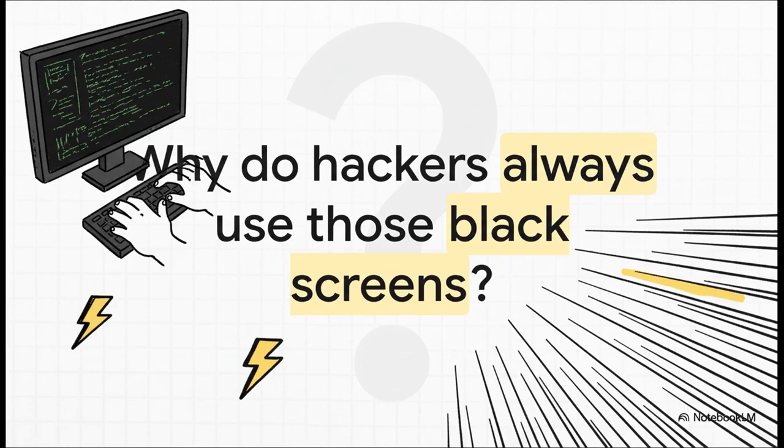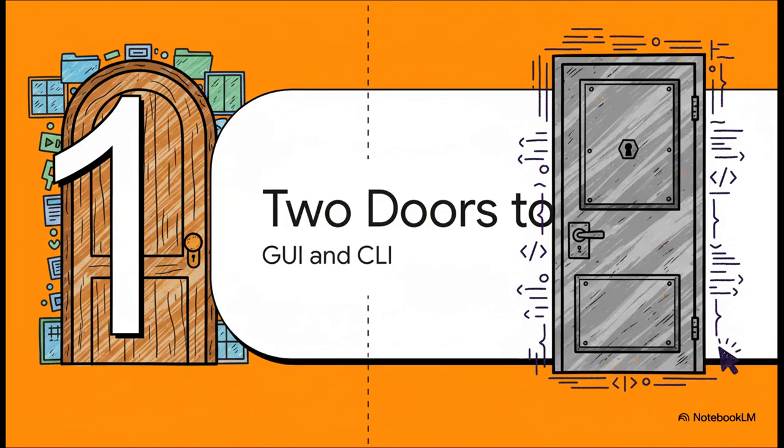You know the scene, right? Every movie hacker ever. They're always furiously typing on some black screen with that glowing green text scrolling by. Is that just Hollywood drama? Or is there something genuinely powerful, something real about that text-only interface that makes it the go-to for people who need to move at the speed of thought? To really understand that, we need to see them for what they are. Two completely different doors into our digital world, the GUI and the CLI.